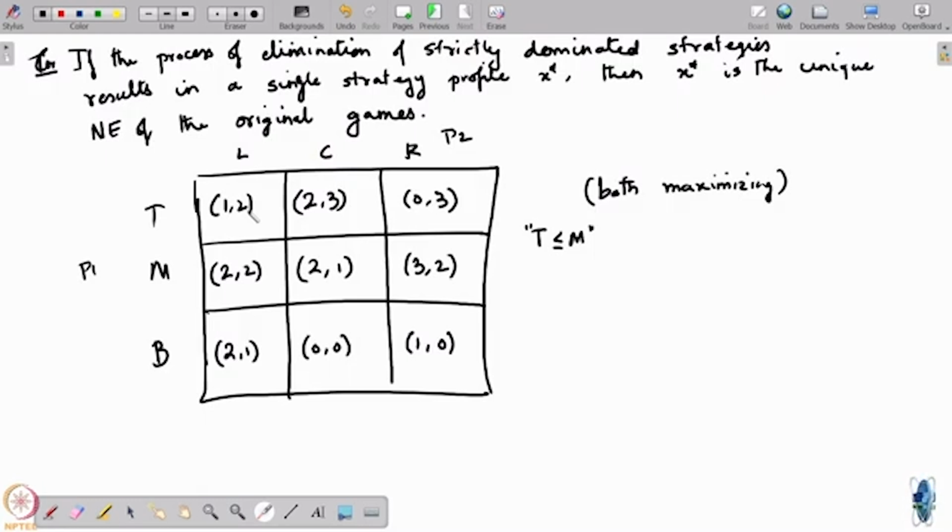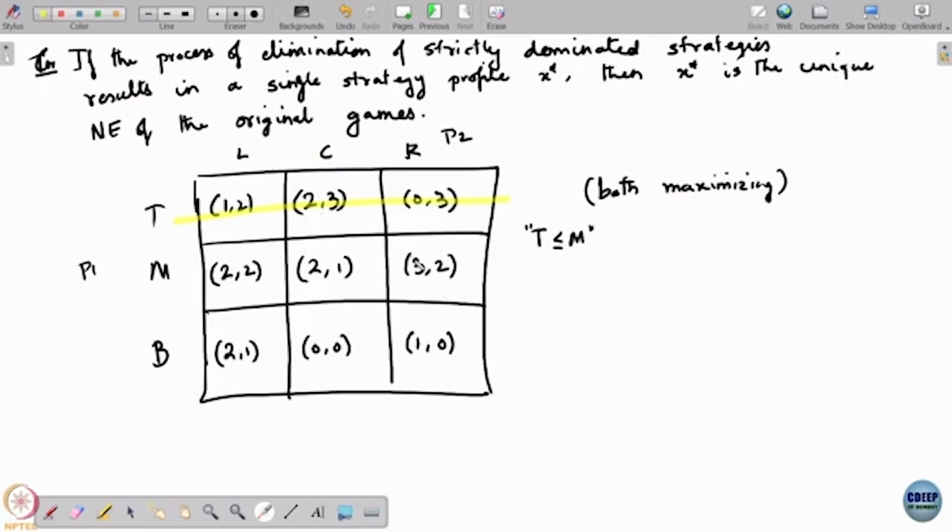Now, suppose I did eliminate T. Then in that case, what would I be left with? I would be left with this smaller box here. Now in this, does anything dominate anything else? Yeah, L dominates R, again weakly. Sorry, my mistake. 2 equals 2 and 1 is greater than 0. So L dominates R.